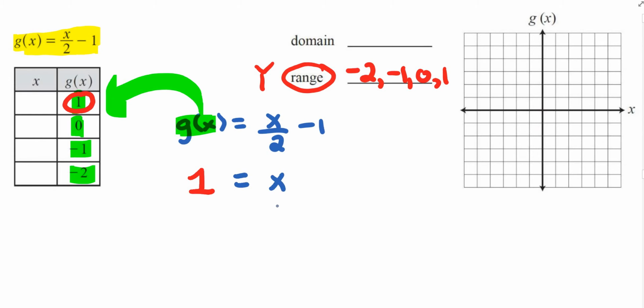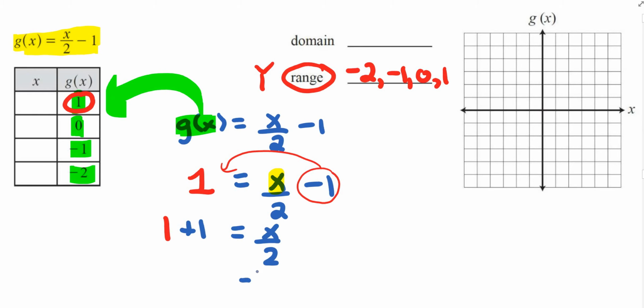But on the right hand side, everything remains the same. And now our goal is to solve for x. Okay, all right, so let's go ahead and do that. So I take my -1, bring it over. So that's going to be 1 plus 1 equals x over 2. And then 1 plus 1 is going to be 2, and I still have my x over 2 over here.